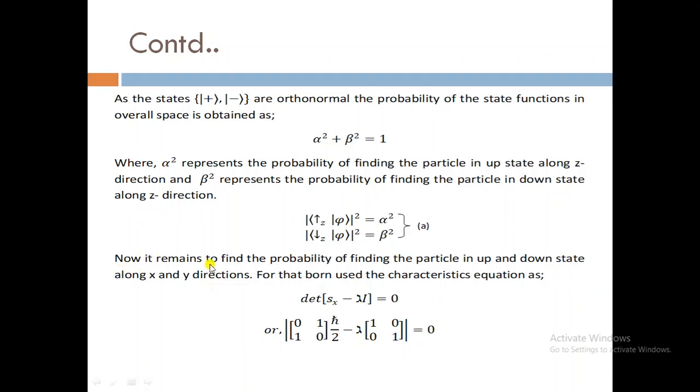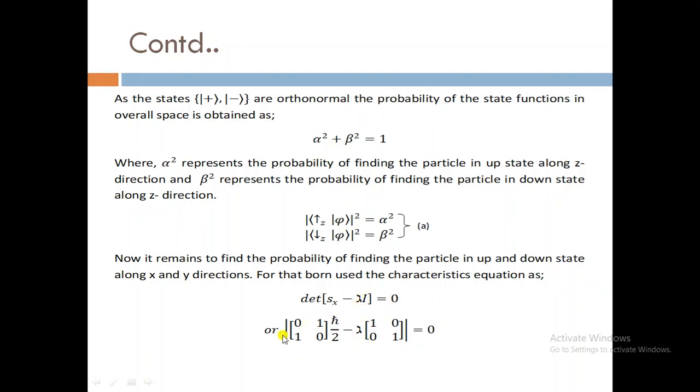So now it remains to find the probability of finding the particle in up and down state along x and y direction. For that, Bohm used the characteristic equation that was first used by Bohm, so I have mentioned the name of Bohm over here. Okay, what he has done, he has found the characteristic equation determinant for x axis. First of all, he has done it for x, and then he has generalized, or he has solved all, but we can generalize and then conclude the result. So at first, determinant of Sx minus lambda I equal to 0, where lambda is the eigenvalue.